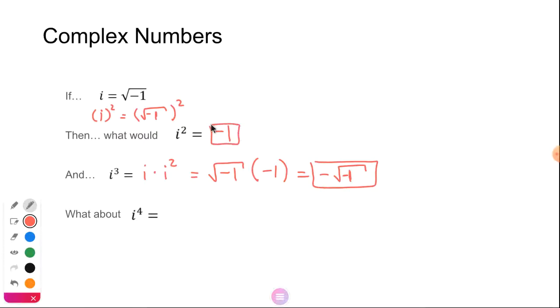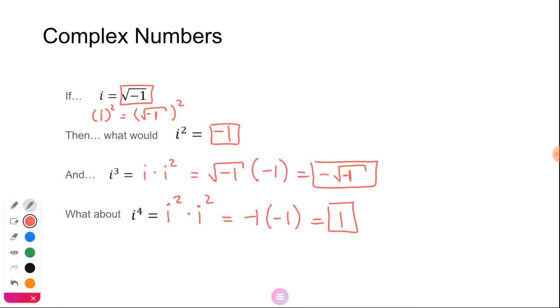This one was -1, and this is the square root of -1. And then i to the 4th, we'll make that i squared times i squared. i squared is -1, and i squared again is -1. So -1 times -1 is a positive 1. Those are the 4 main multiplication facts that we need to know about complex numbers.